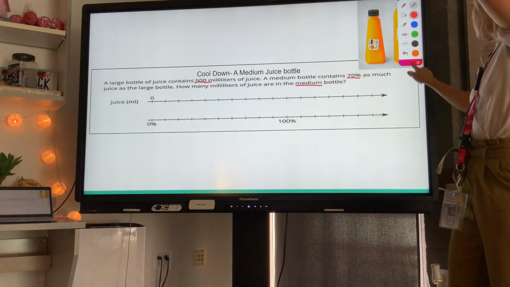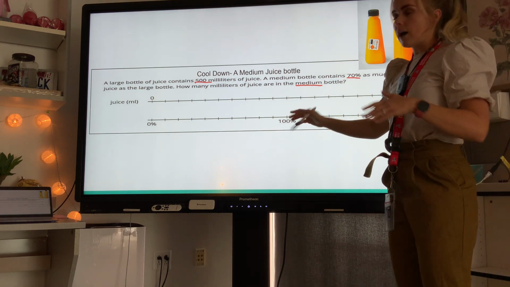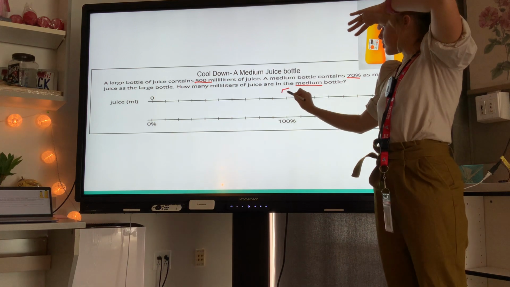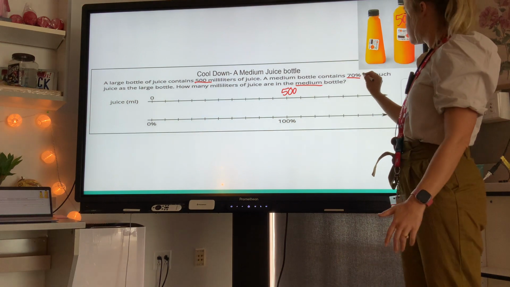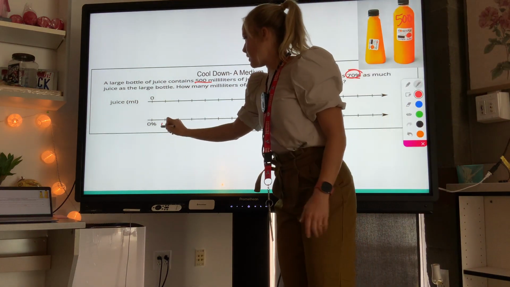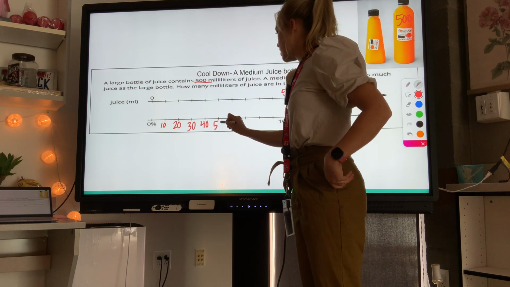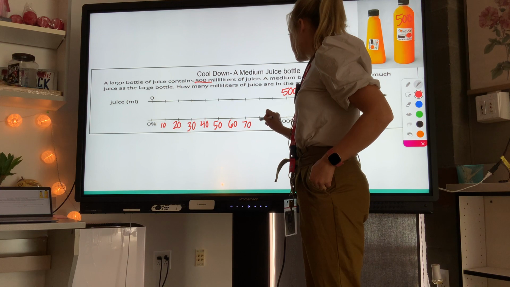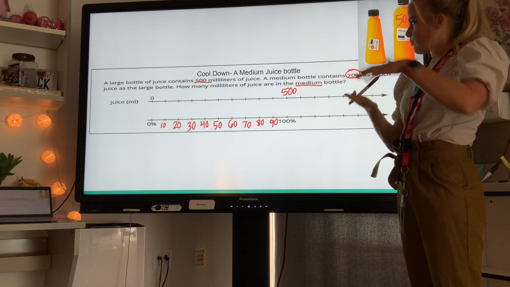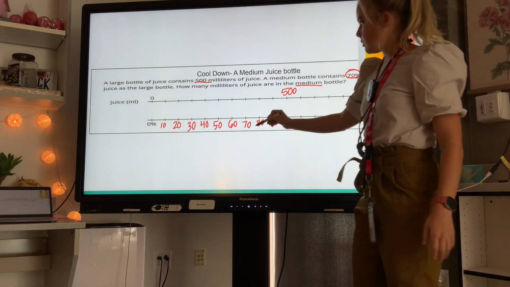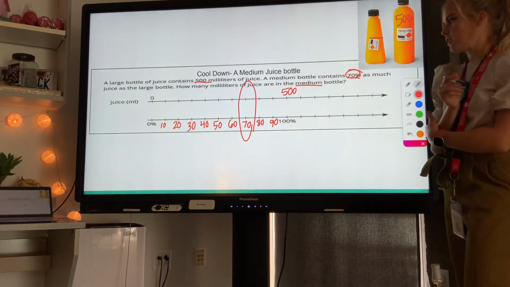So the large bottle of juice, so the bigger bottle of juice, is 500 milliliters. So I can say 100% of the juice is 500, okay? And I'm trying to see what is 70%. What is 70% as much? So I'm gonna count by 10% here, 10, 20, 30%, 40%, 50%, 60, 70, 80, 90%, and then we have 100%. So the full bottle of juice is 100. I'm trying to see what would go right here, and that's gonna be my answer for the medium bottle, okay? This is what I'm trying to find.